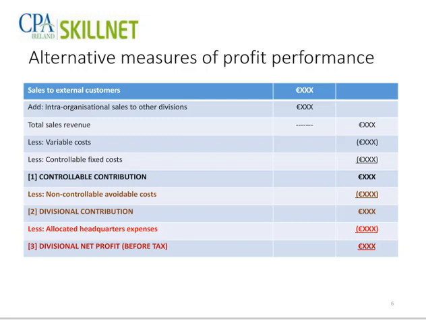Then we deduct non-controllable avoidable costs. These costs can't be avoided by the division manager's own decision, but they could be avoided if the division were to be closed down. This gives us the contribution of the division to the organisation, which is our second measure of profit. And then finally, a deduction is made for an allocation to the division of part of the headquarters expenses. That gives divisional net profit before tax. So three different profit measures.